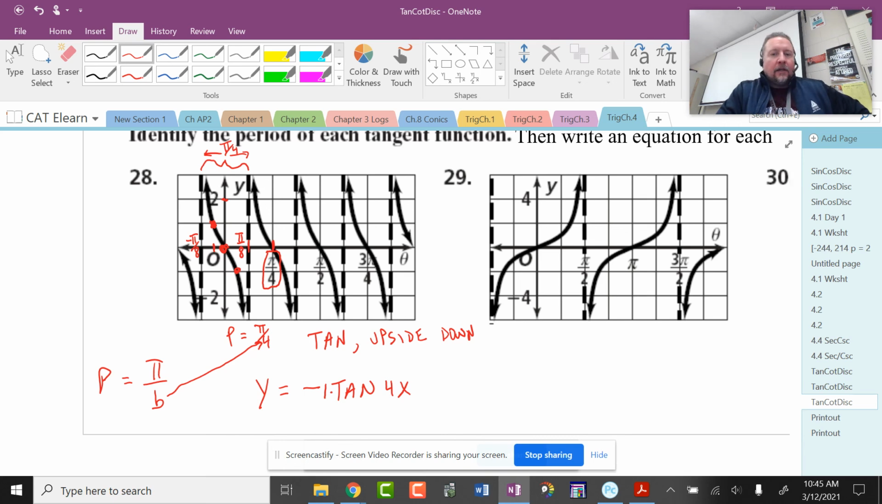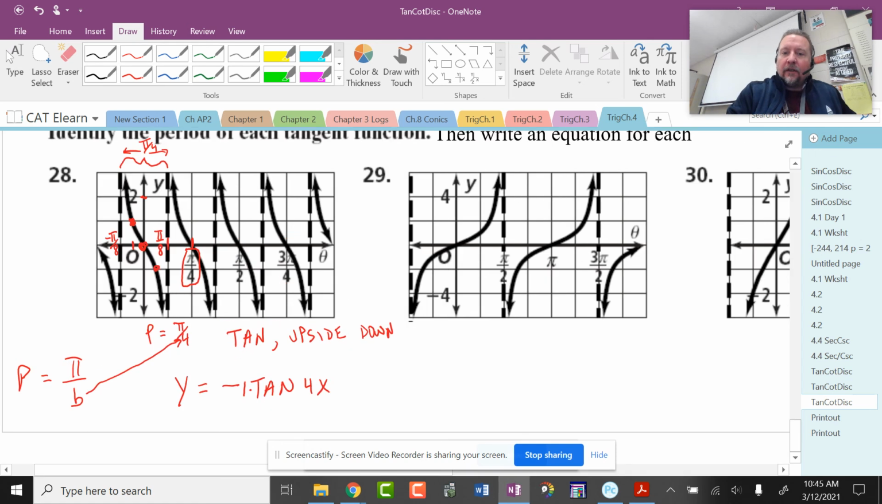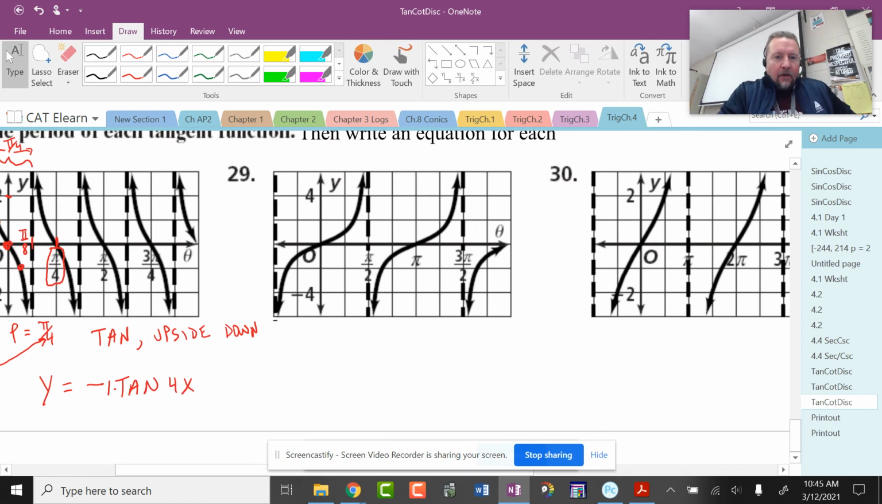All right, and then this one we can do again. Probably a little tricky. Actually, this one's silliness, because I can see pi over 2 here. I should rather do this one than this one. This is pi over 2, so this must be negative pi over 2. That means this period is pi. That's the period of the parent function. That means b has to equal 1.